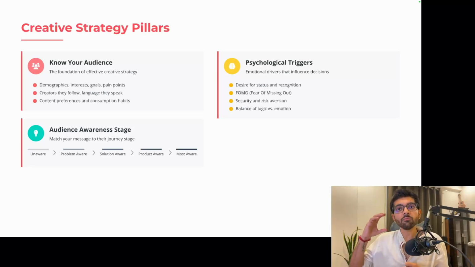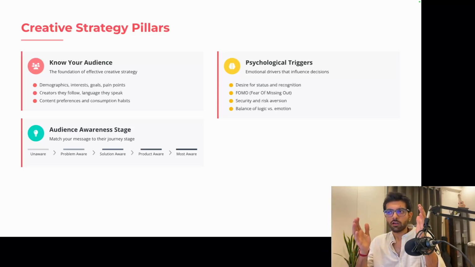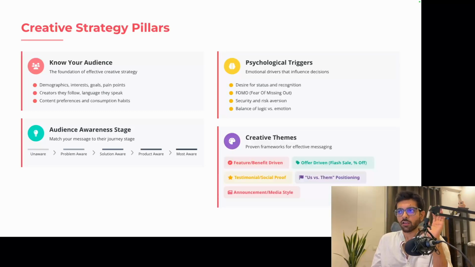So I have to make sure my creative is going to take them through the journey of solution aware to product aware to most aware, right? And then hit them with the sales message. So if you keep this in mind, and if you know your audience, and if you know their psychological drivers, you're already halfway done, right?